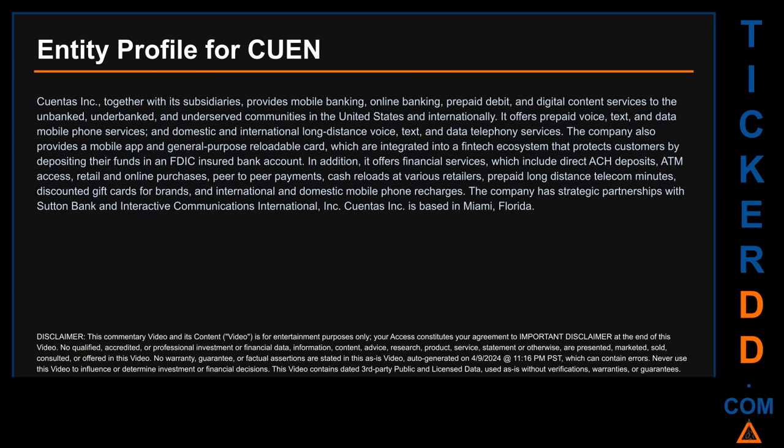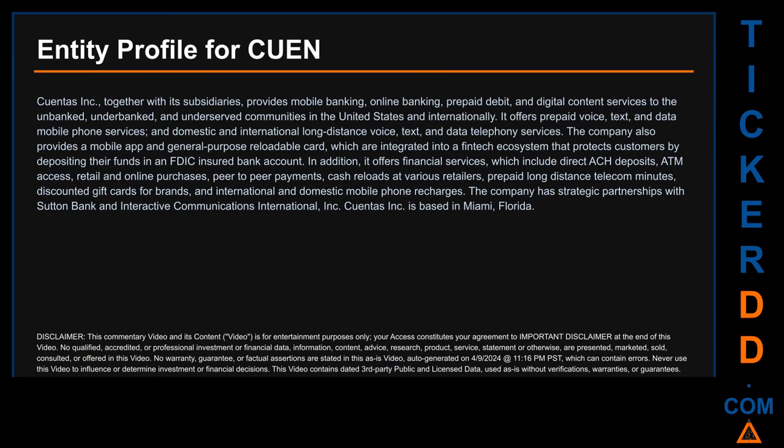Here's what I found. CUEN Inc., together with its subsidiaries, provides mobile banking, online banking, prepaid debit, and digital content services to the unbanked, underbanked, and underserved communities in the United States and internationally. It offers prepaid voice, text, and data mobile phone services, and domestic and international long-distance voice, text, and data telephony services. The company also provides a mobile app and general-purpose reloadable card, which are integrated into a fintech ecosystem that protects customers by depositing their funds in an FDIC-insured bank account.